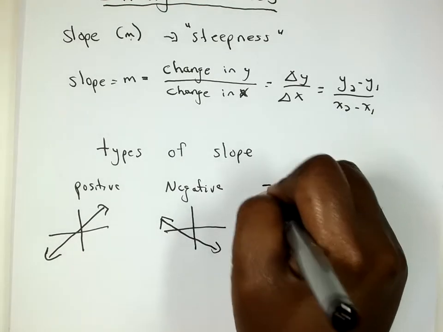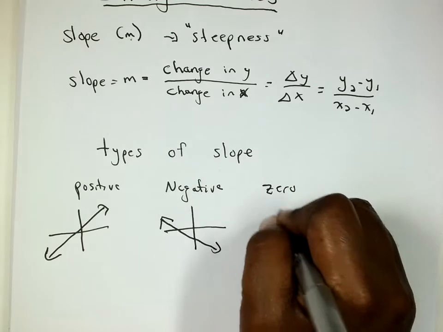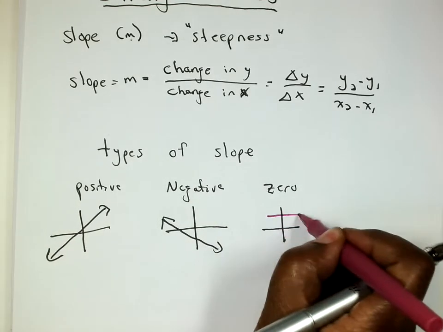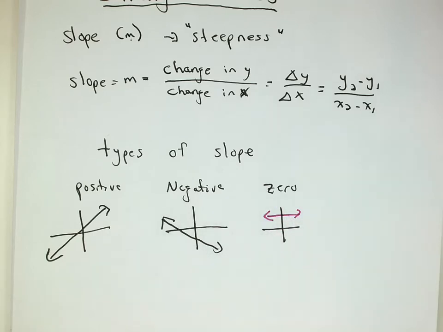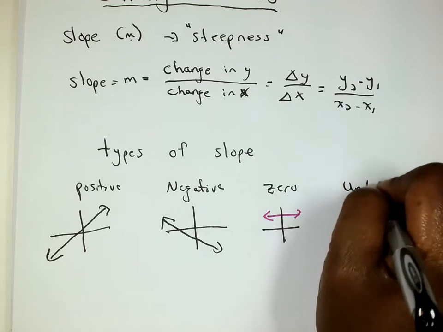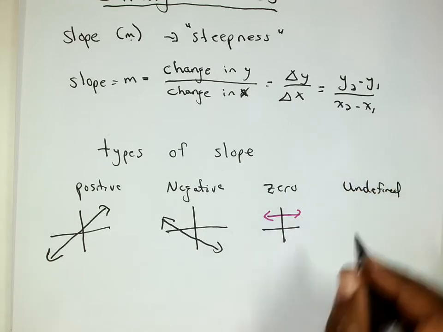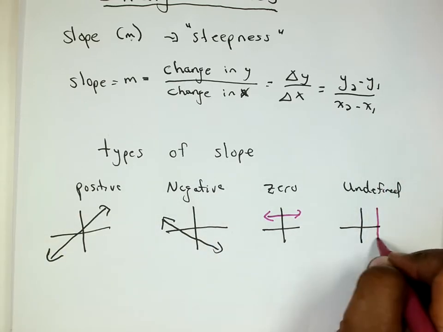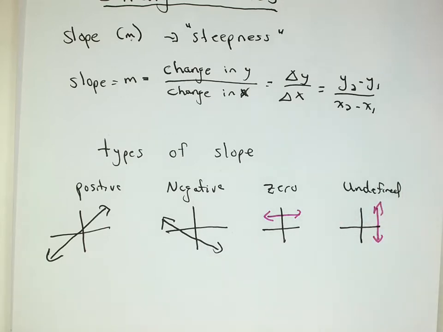I could have 0 slope. Let me use another color for this. As I move from left to right, nothing's happening. There is no change. So that's 0 slope. And then lastly, I can have an undefined slope. And it doesn't move to left or right at all. It just goes straight up and down.